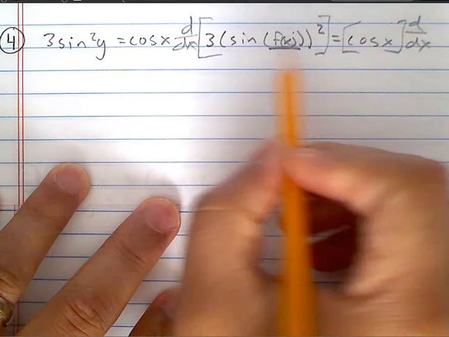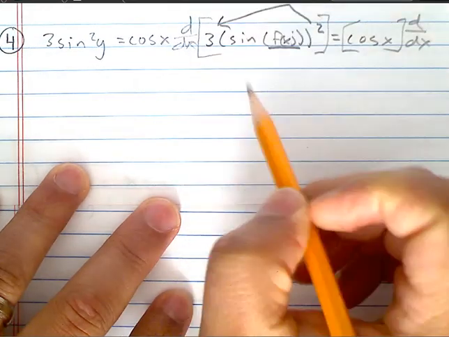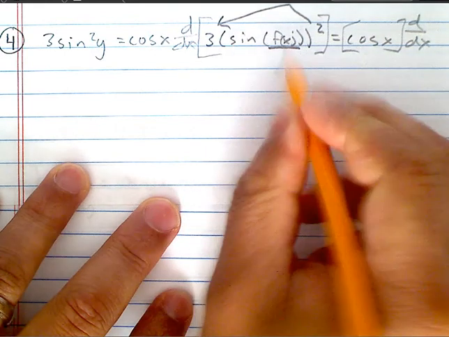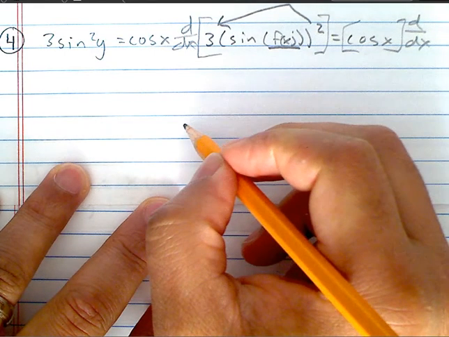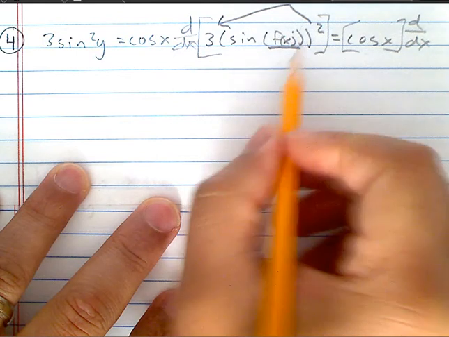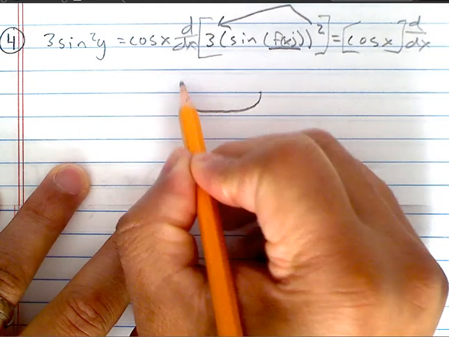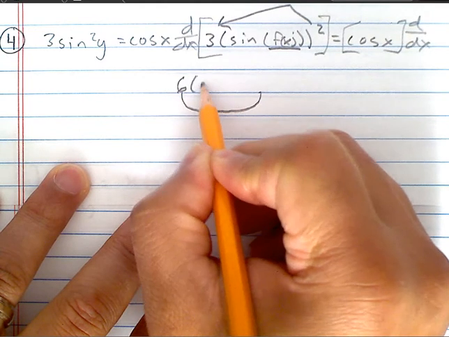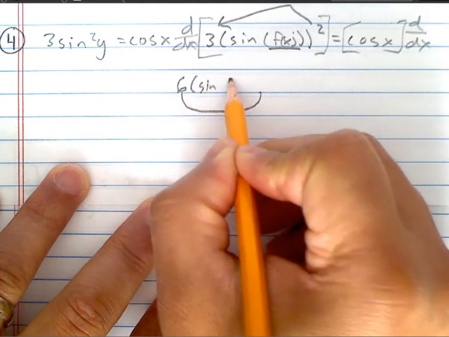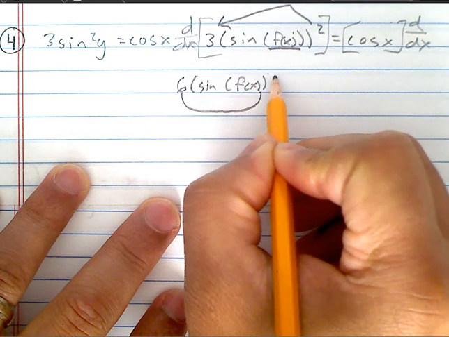We're taking the derivative of both sides and we're working from the outside in. Outside, keep the inside. Outside, keep the inside. That's the process, because this is a double chain rule. Derivative of the outside is 6 sine f of x. Keep the inside. Alright, and this is 1.